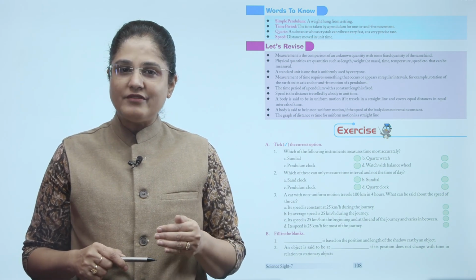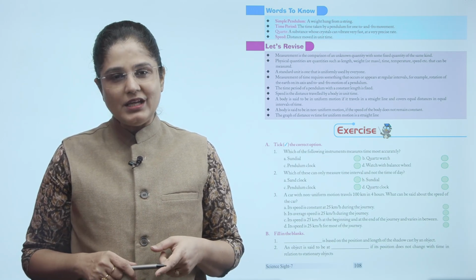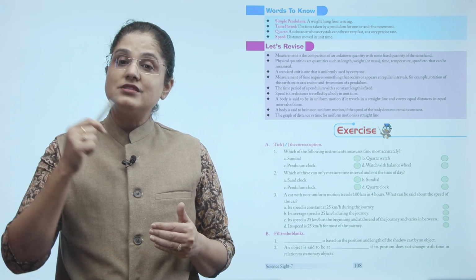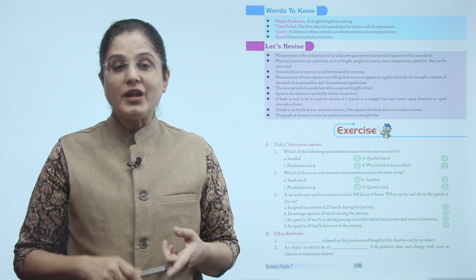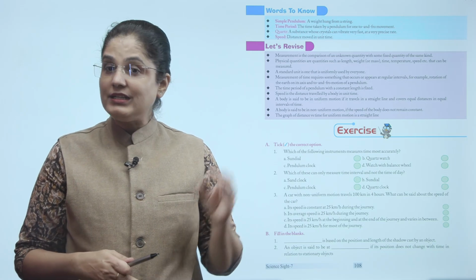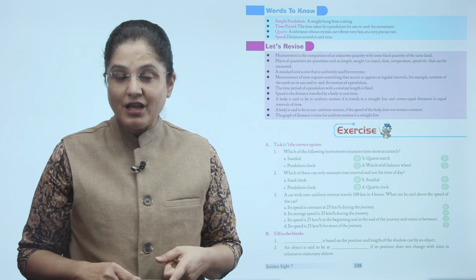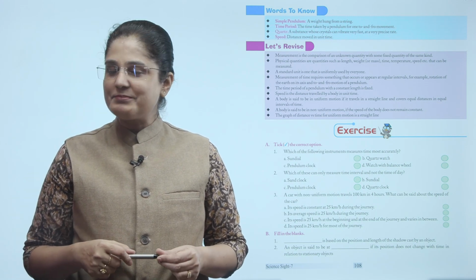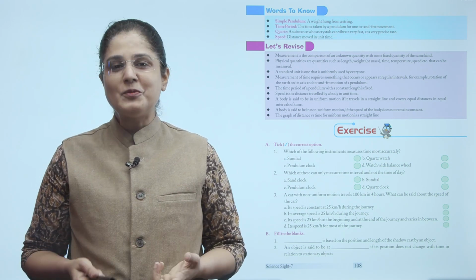Speed is the distance traveled by a body in unit time. A body is said to be in uniform motion if it travels in a straight line and covers equal distances in equal intervals of time. A body is said to be in non-uniform motion if the speed of the body does not remain constant. The graph of distance versus time for uniform motion is a straight line. So I hope that the chapter is clear to all, and answering questions based on this chapter will now be easy.